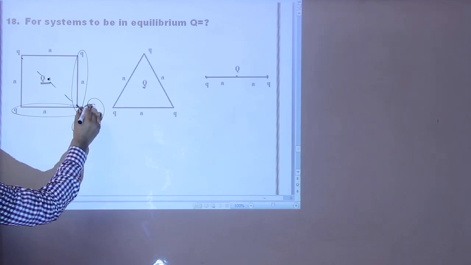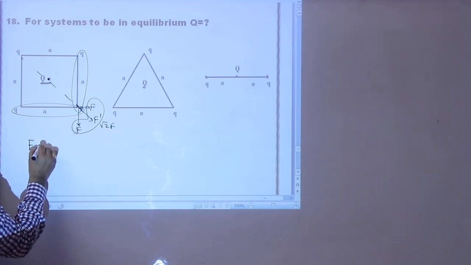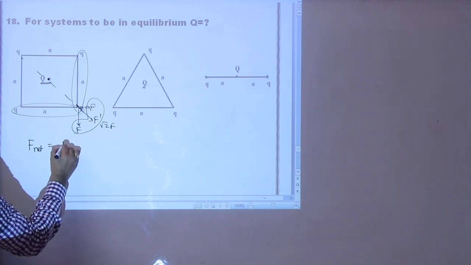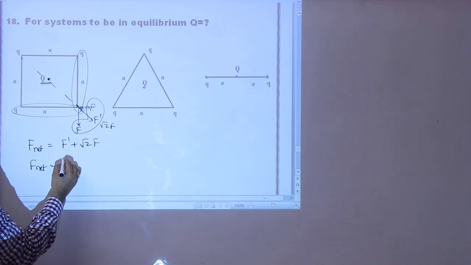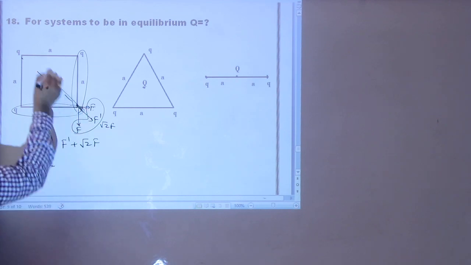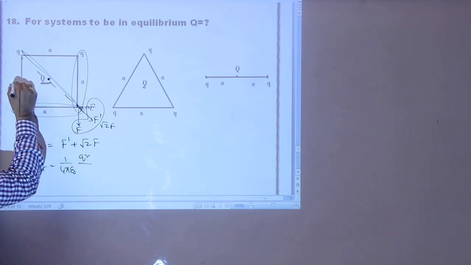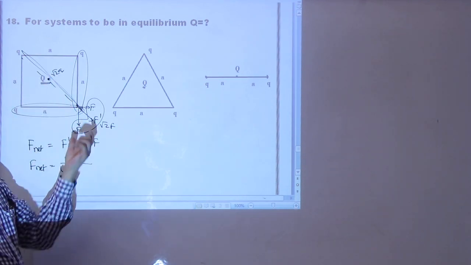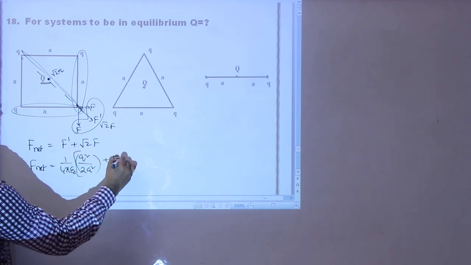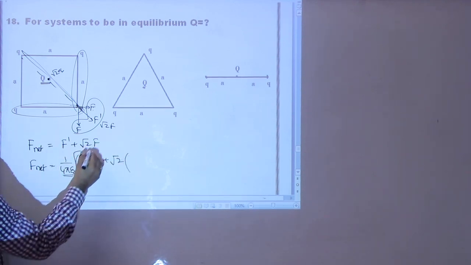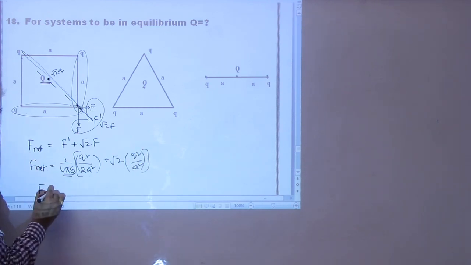So what is the sum of these three forces that we can write? We know this is F, this is F, and the sum of these two will be root 2 F. So the net force due to those four charges is given by F dash plus root 2 F. What is F dash? F dash is the force between these two, which is given by 1 by 4 pi epsilon naught Q square. This is A, this is A, this is root 2 A. Root 2 A whole square is 2A square. So it is 2A square, plus this will be root 2 into 1 by 4 pi epsilon naught common. F is equal to Q square by A square.